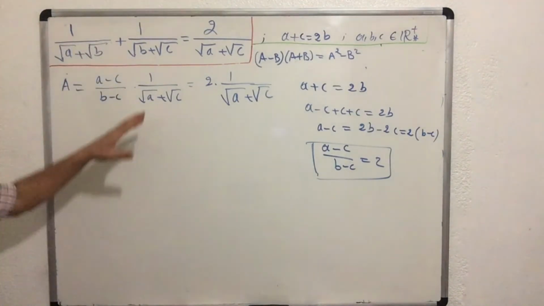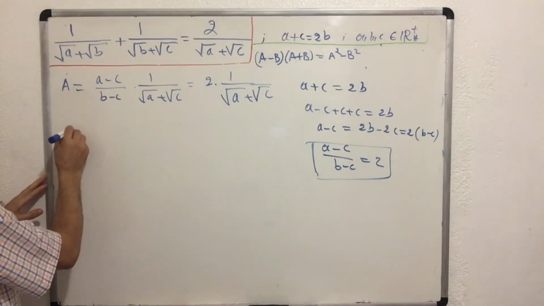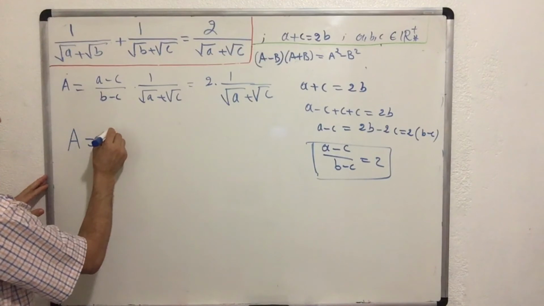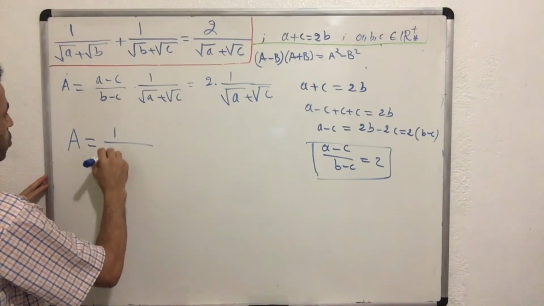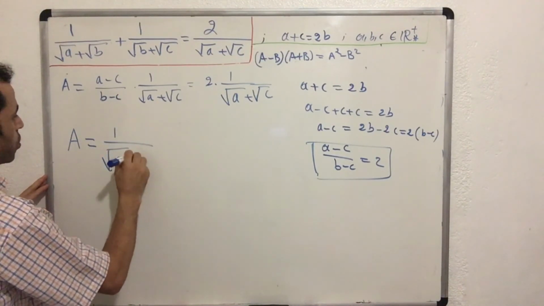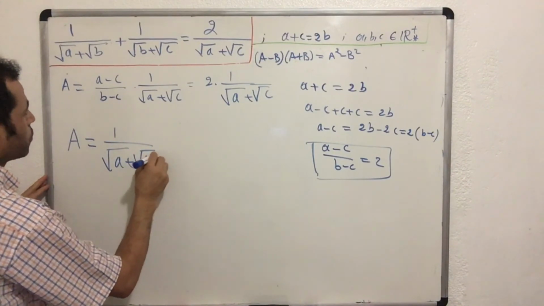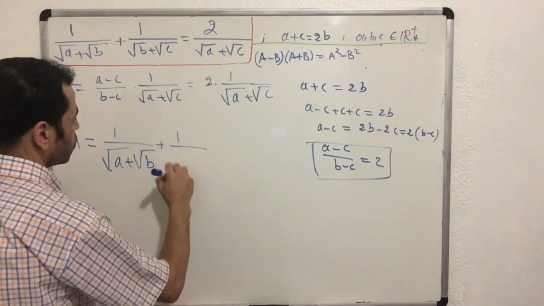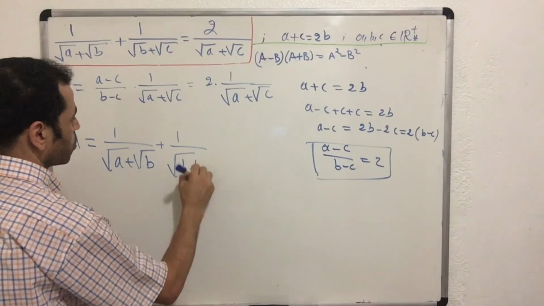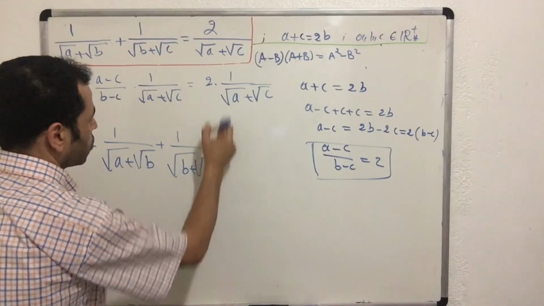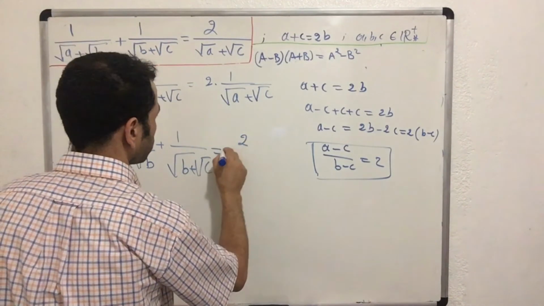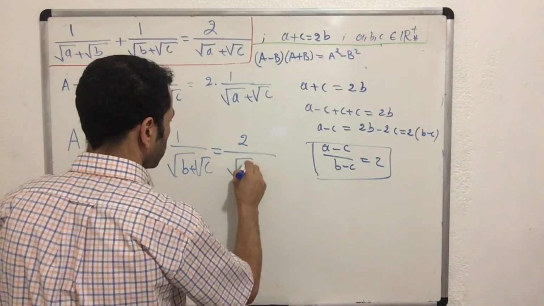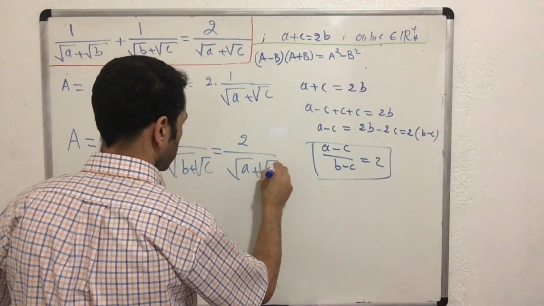So now we proved our equation. A equals 1 over square root of a plus square root of b, plus 1 over square root of b plus square root of c, equal to 2 over square root of a plus square root of c. Okay, we proved it.